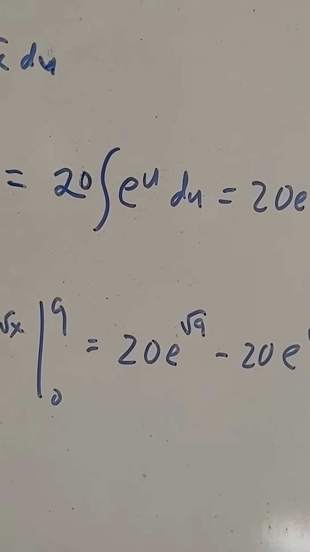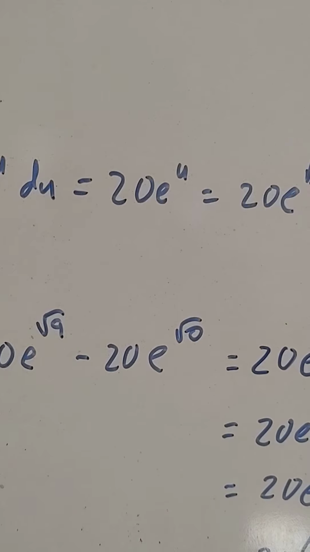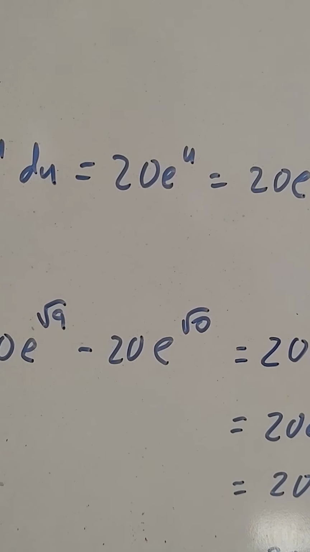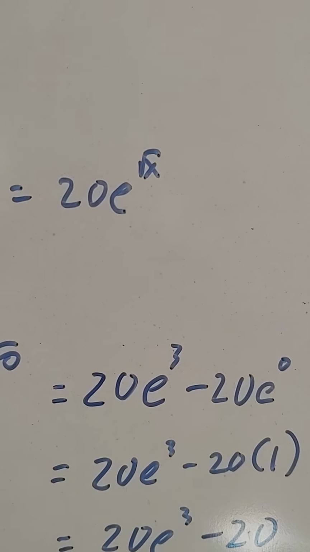And we know the integral of e to the u is just e to the u. So just write 20 e to the u. And then because I want to get everything back in terms of x at the end, replace that u with square root of x. So there is my antiderivative.